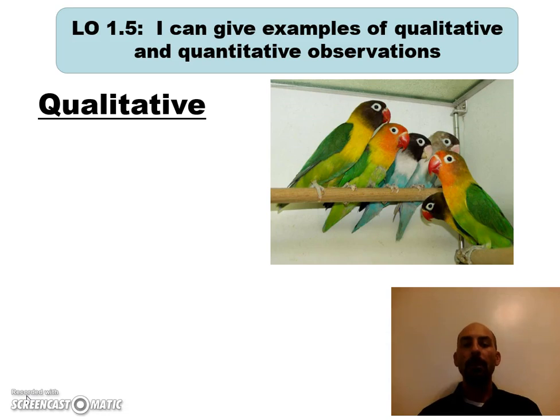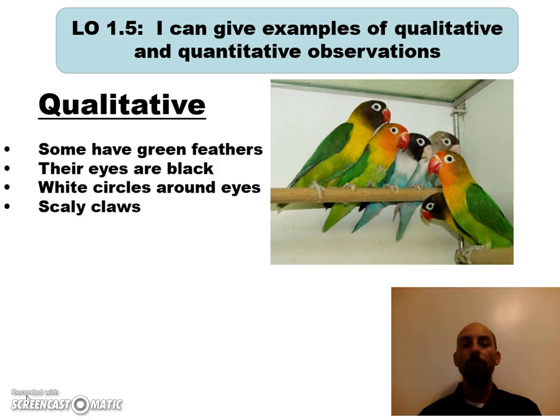Now write down as many qualitative observations as you can think of. Pause the video. Now that you've written down your observations, I'll show you a few. Some have green feathers. Their eyes are black, with white circles around their eyes. They have scaly claws. Again, I'm sure you came up with many more than this.